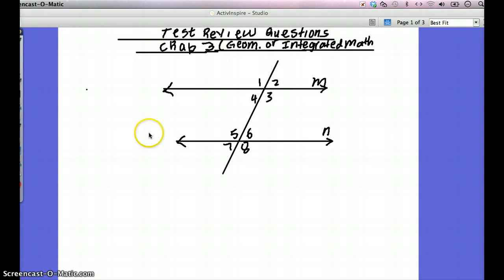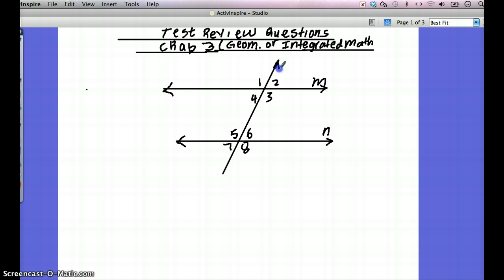Peace be with you, integrated math and geometry students, as we look at some review in light of our upcoming test later on this week. The first thing I'd like to go over with you is a set of converses or theorems concerning lines and transversals.